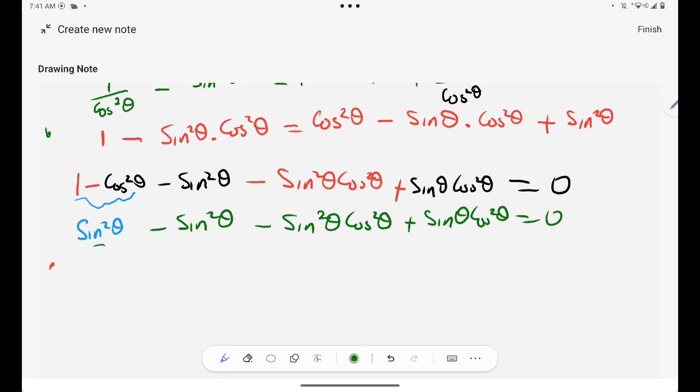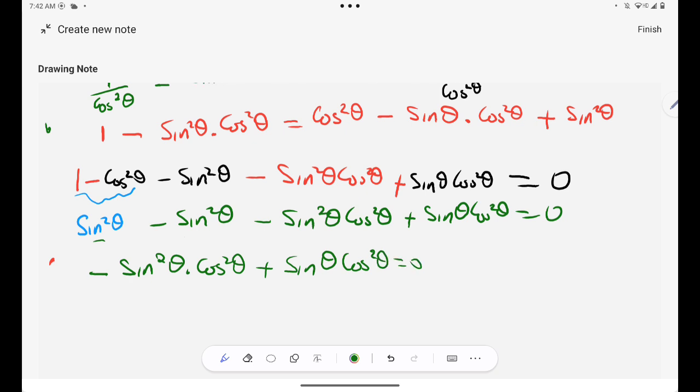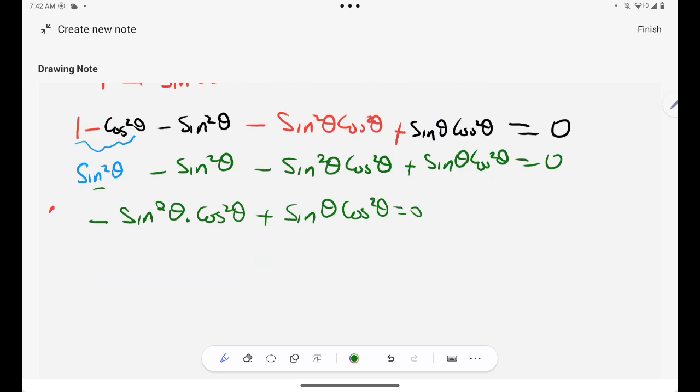The first two things will subtract one another. Sine squared minus sine squared will give us 0, and then we will have a negative sine squared theta multiplied by cos squared theta plus sine theta multiplied by cos theta by cos squared theta. Okay, I can divide everything by a negative so that I can have a positive sine squared theta multiplied by cos squared theta minus sine theta and cos squared theta.